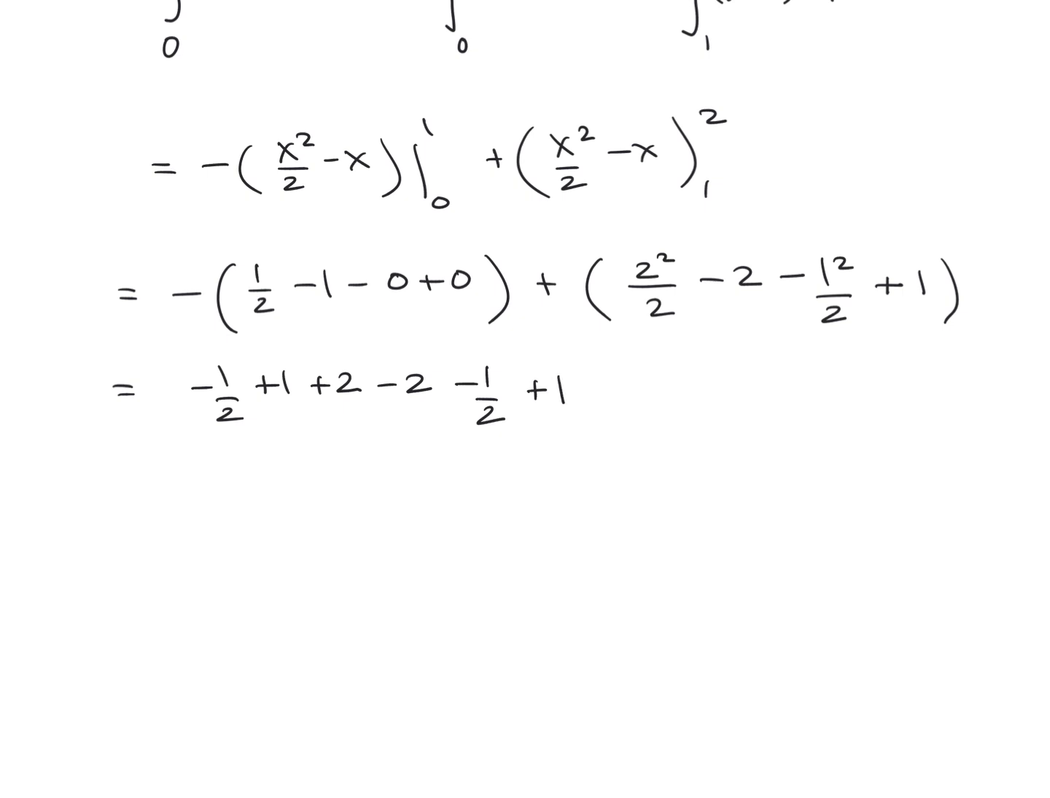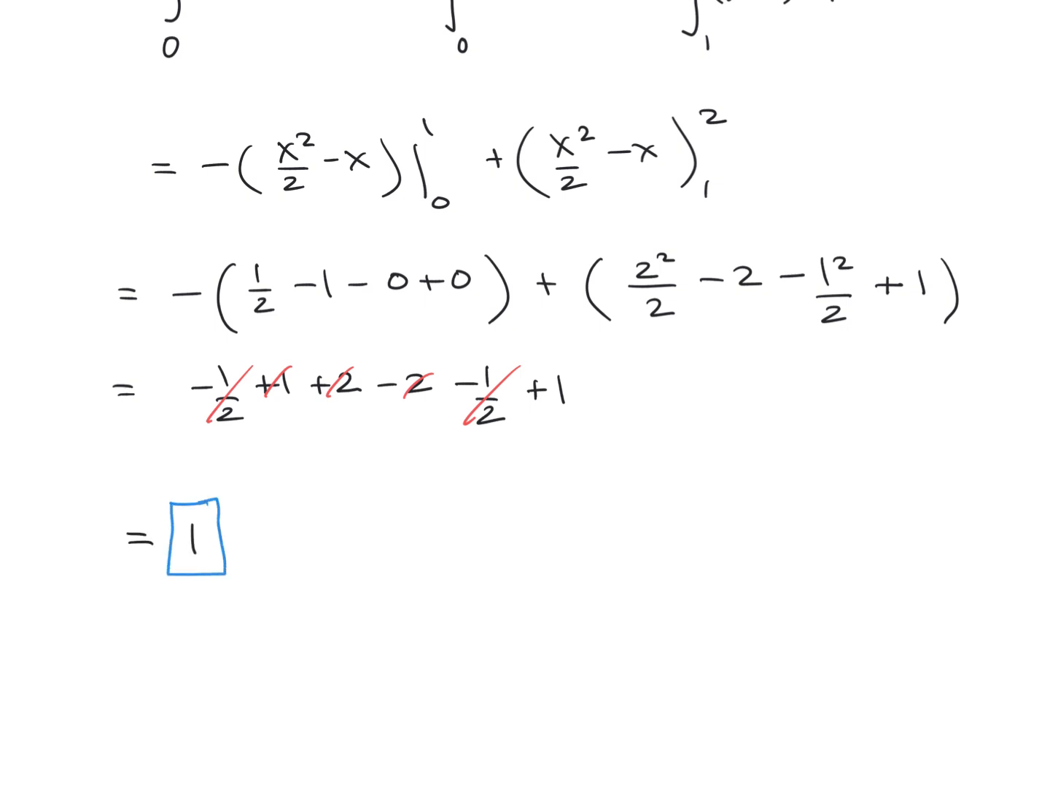So again, negative 1/2, plus 1, plus 2, minus 2, minus a half, plus 1. So a lot obviously cancels in this. We can lose our 2 halves with our 1. We can drop out the 2's, and we are left with exactly 1 unit of area.